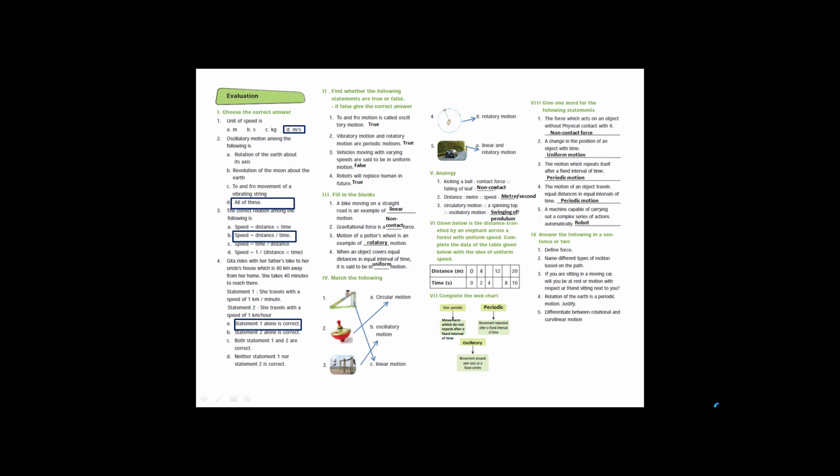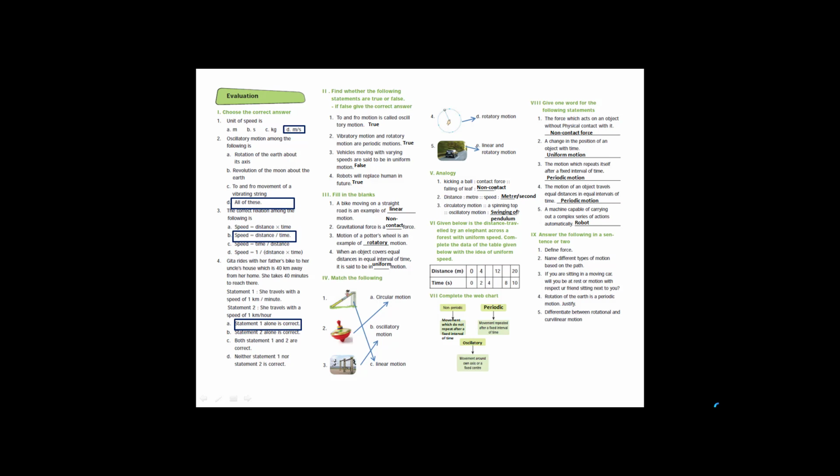Eighth. Give one word for the following statements. Number 1. The force which acts on an object without physical contact with it. Answer is non-contact force. Number 2. A change in the position of an object with time. Answer is motion. Number 3. A motion which repeats itself after a fixed interval of time.